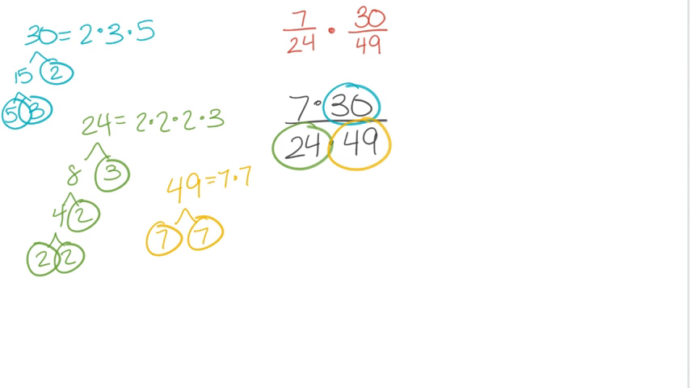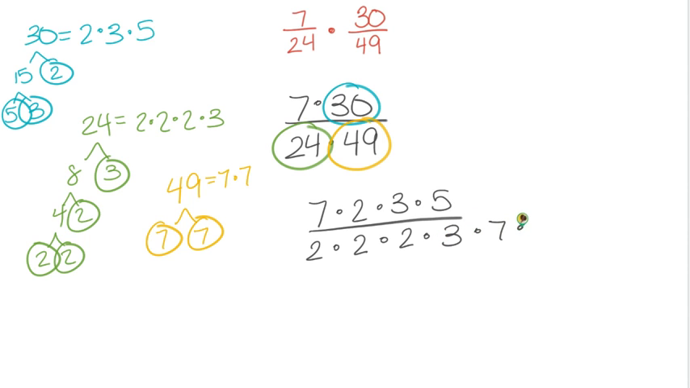So let's take this information and substitute these factorizations in for our values in our problem because they are equivalent. So in our new numerator, we will have 7 times 2 times 3 times 5. In our new denominator, we will have 24, which we said was 2 times 2 times 2 times 3, and that's times 49, which we said was times 7 times 7.